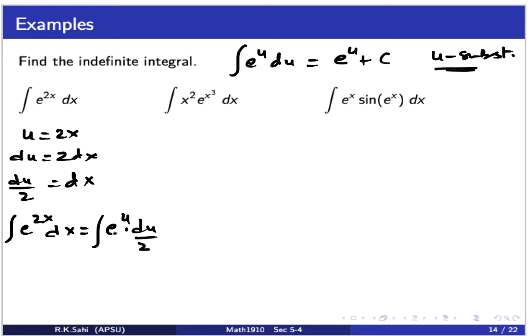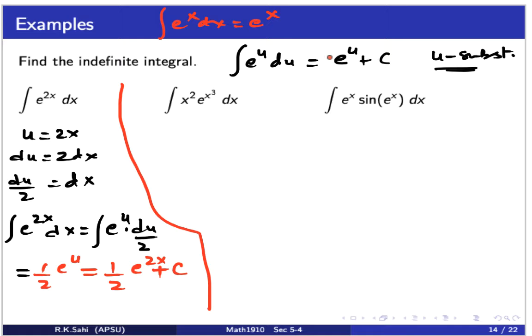So you're able to get into this scenario where e to the power u is the same as e to the power x dx. So this one is half e to the power u. Remember, write u back in terms of the x's. So it's half e to the power 2x plus c.